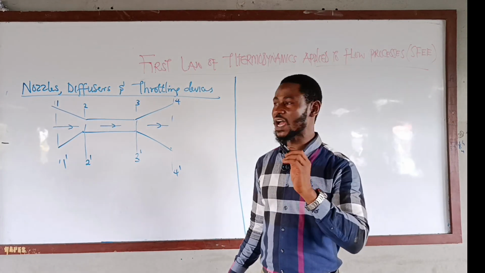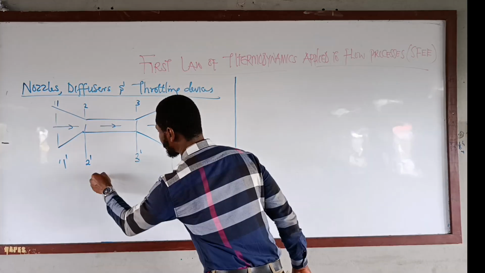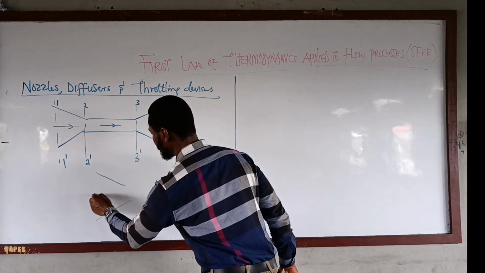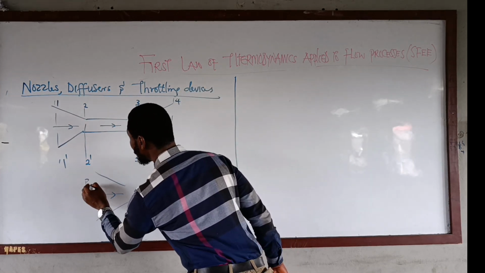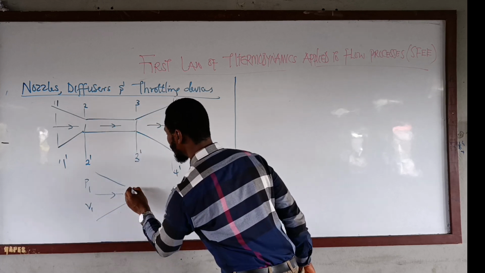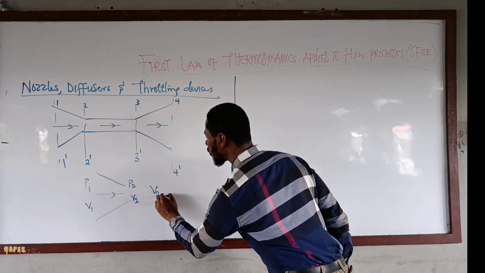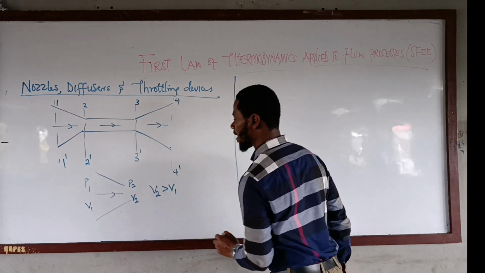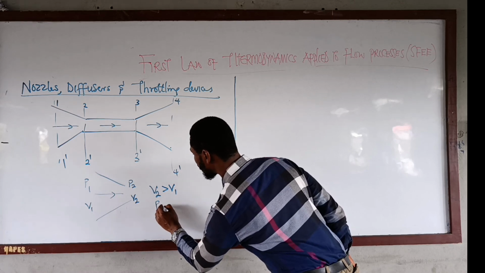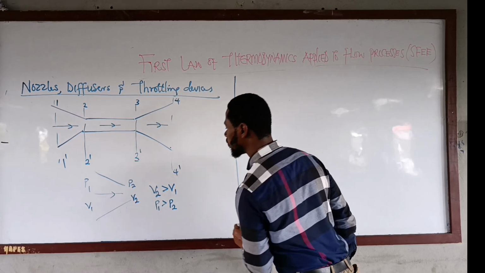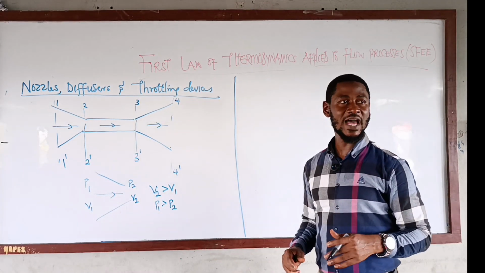Now let's bring it out one after the other so that we can analyze it better. So this is a nozzle. This is the direction of flow. At this level, we have P1 and V1. Here we have P2 and V2. At this level, V2 is greater than V1, while P1 is greater than P2. You can also reverse it by saying V1 is less than V2 and P2 is less than P1.